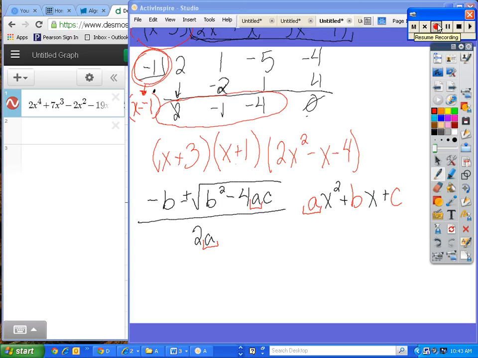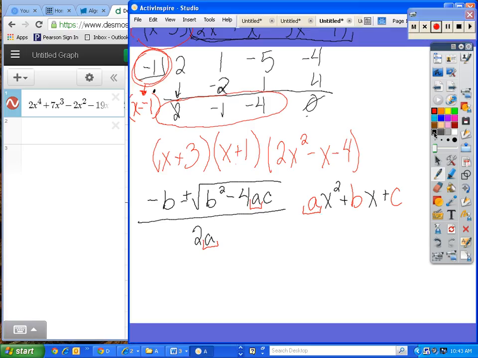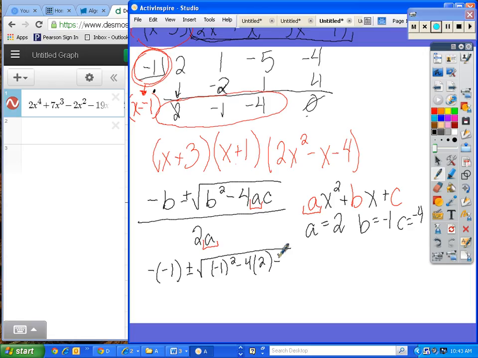First of all, let's talk about what my a is. So here, a is 2, b is negative 1, and c is negative 4. So I'm going to plug that into this equation. So I have negative 1 plus or minus the square root of negative 1 squared minus 4 times 2 times negative 4, all divided by 2 times a, which is 2. So a negative times a negative is a positive, plus or minus.